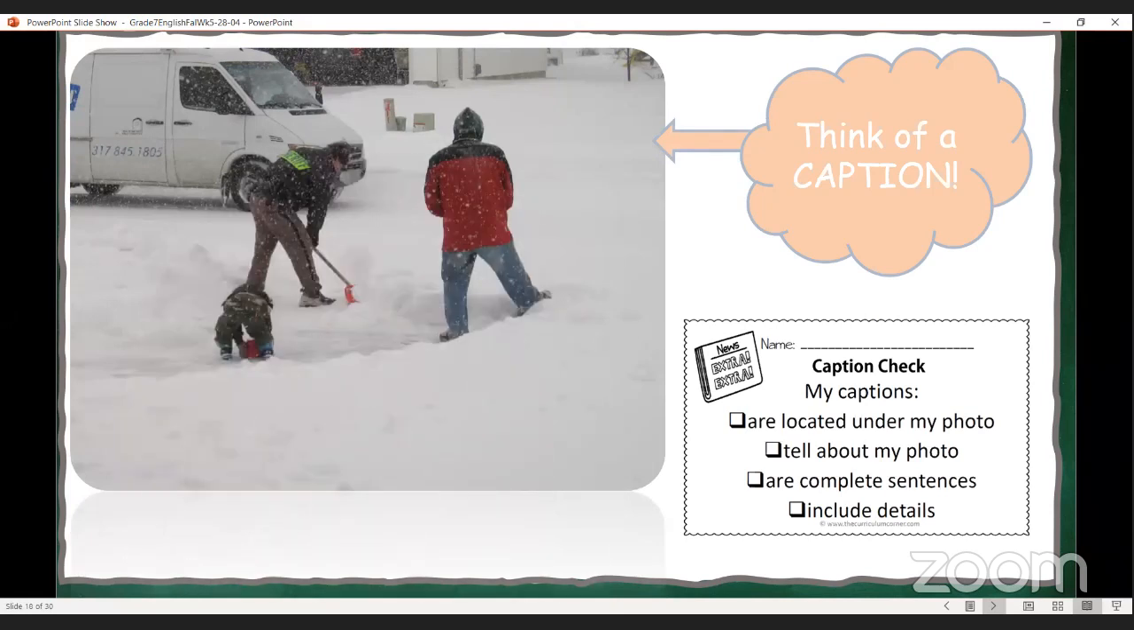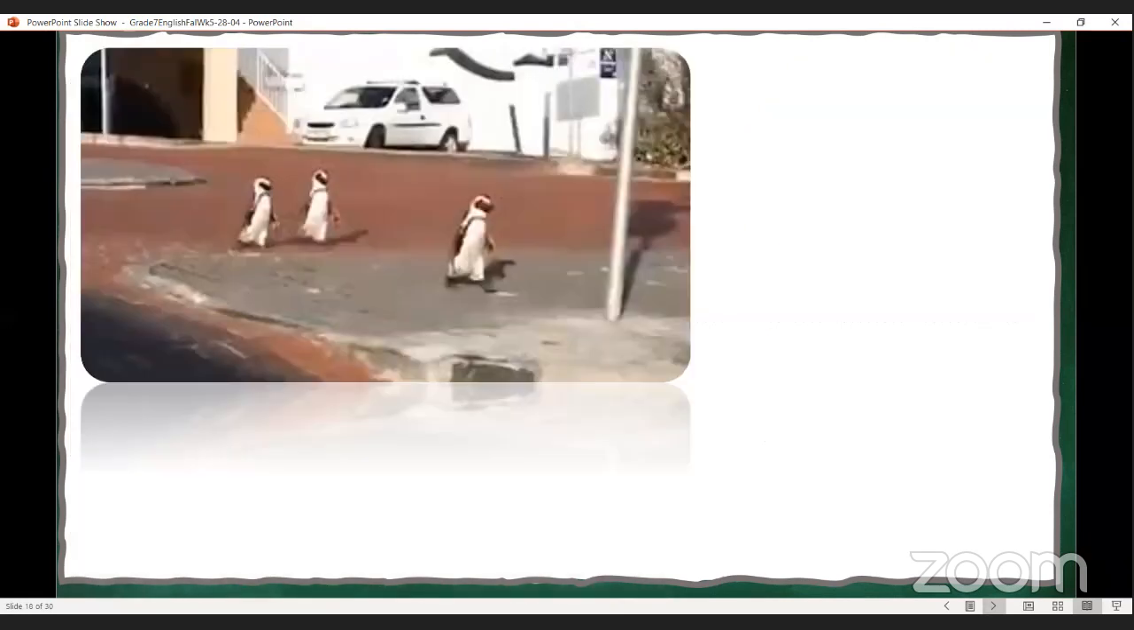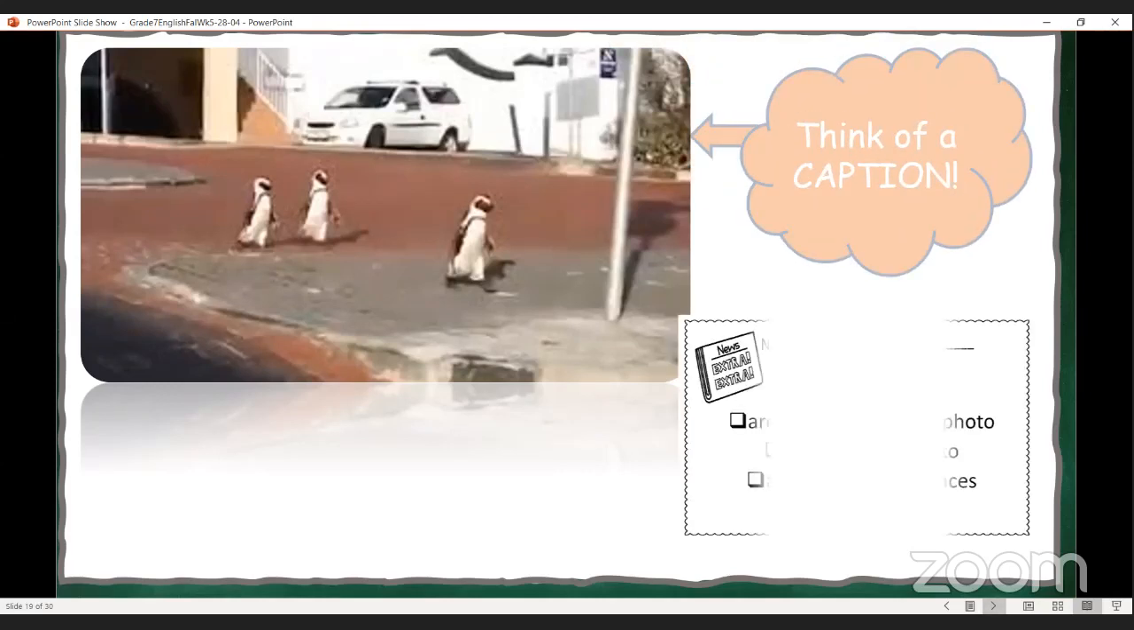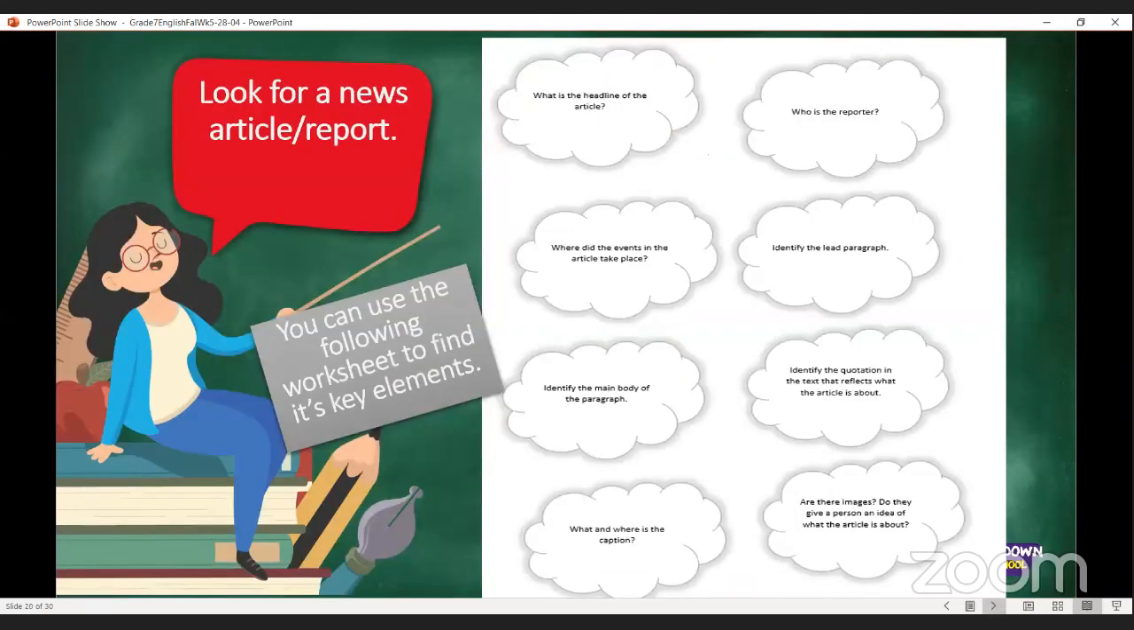Here's another one for you. You can choose which one you do. I don't mind. I love this one. This is my favorite one. So think of a caption. Okay, so this is all the things that you find in a newspaper article.